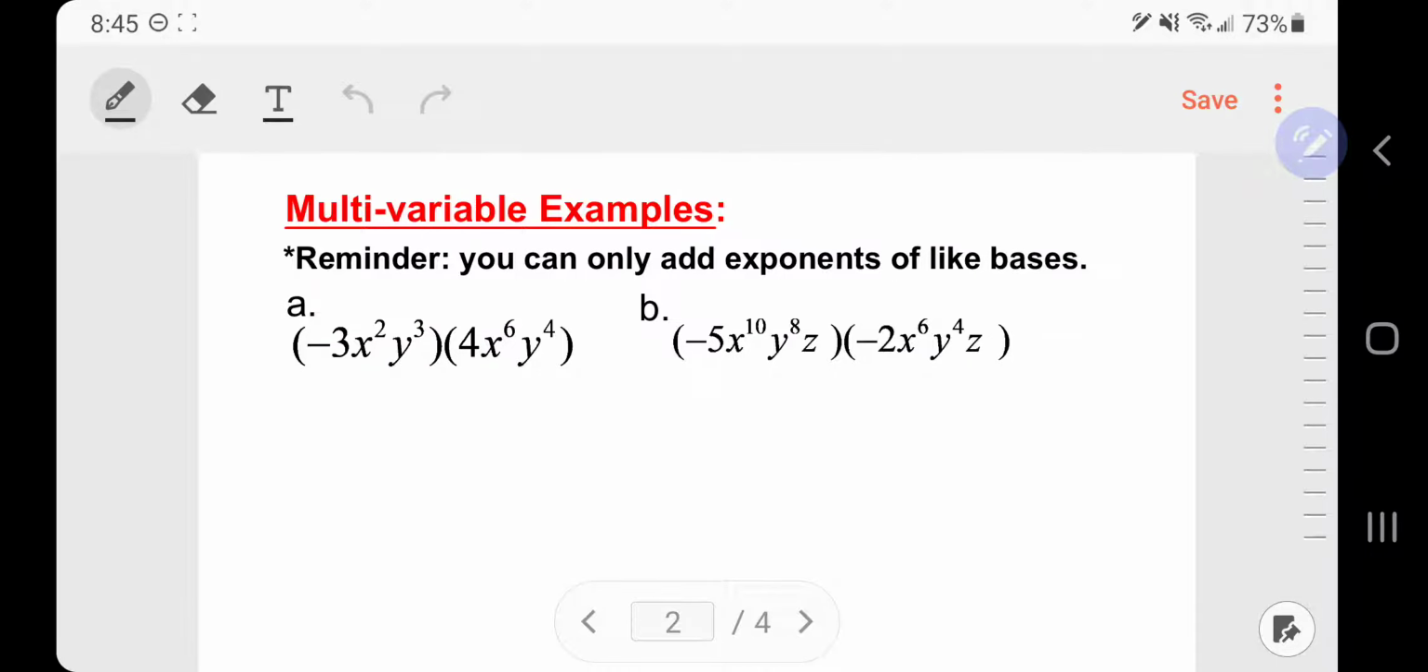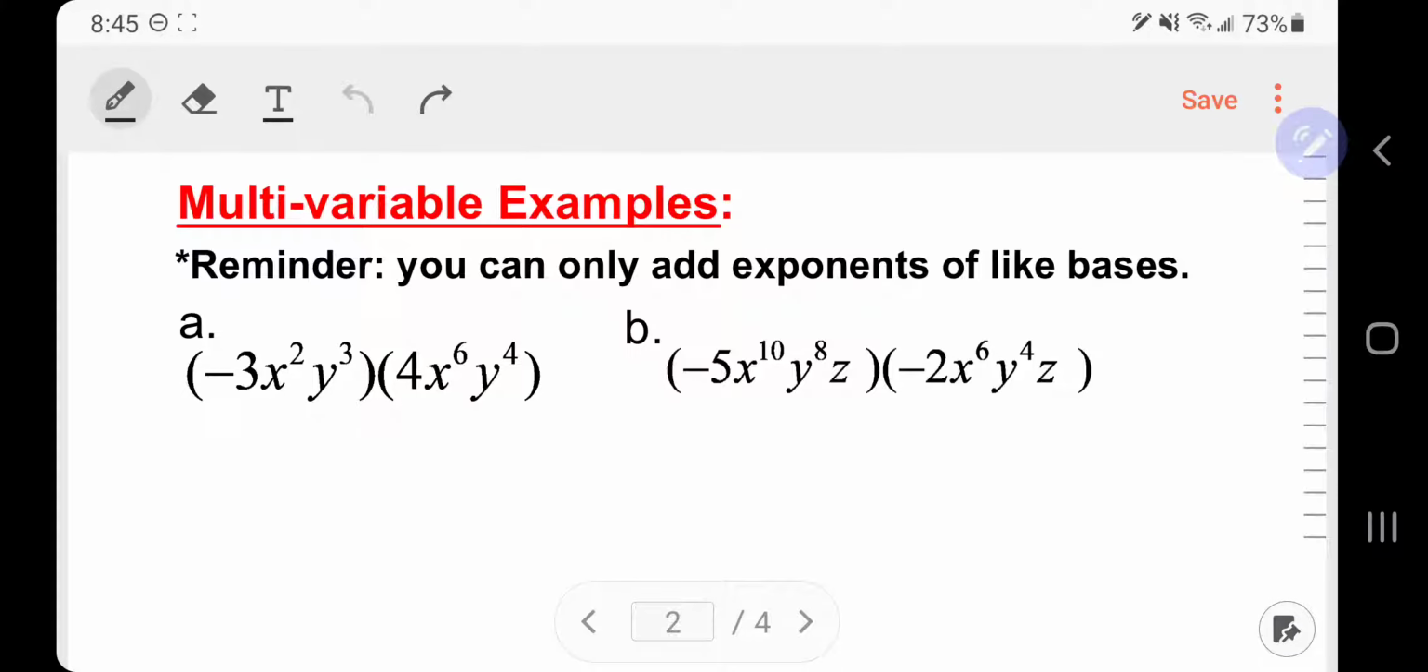Okay, so here, same idea. We have multivariables though, so you're going to multiply your coefficients and you're going to add the exponents of the like bases. And I highlight that again here because it is important, especially when you're looking at some with multiple variables. Okay, so the first one, negative 3 times 4, that gives me negative 12. Then I have x squared and x to the 6th, which is x to the 8th. And then y to the 3rd and y to the 4th is going to be y to the 7th.